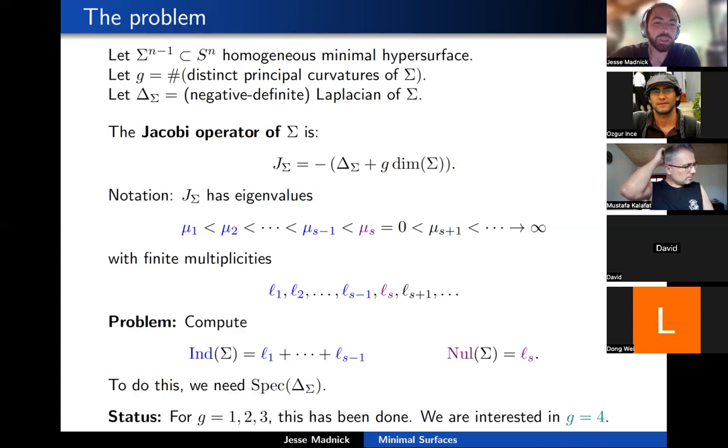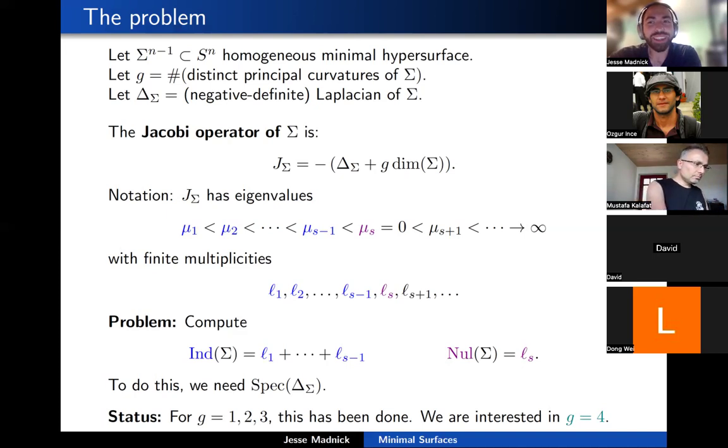Okay, so to do this, we need the spectrum of the Laplacian. That's equivalent, because the Jacobi operator in this case is just a shift of the Laplacian. So this has been done already when G is 1, 2, or 3. So the challenge for all of us is to do this when G is 4 or 6. It's an open question to do this for any of those with G equals 6. The G equals 6 case is extremely daunting.